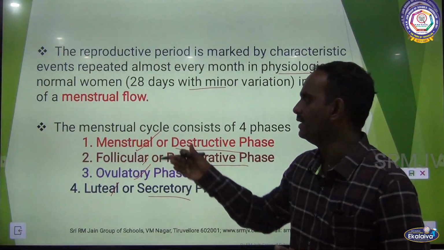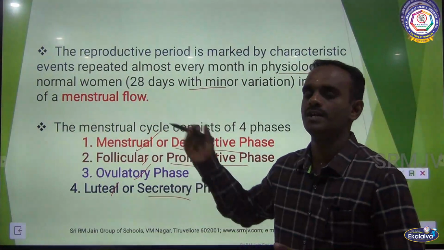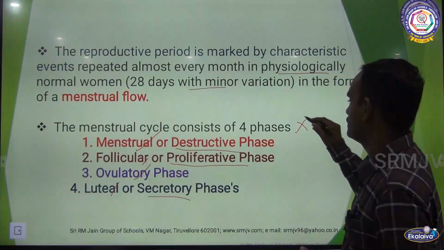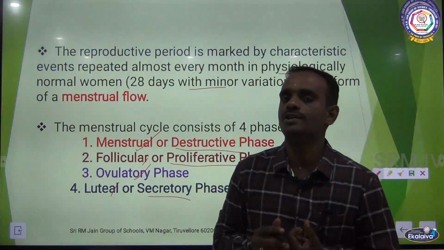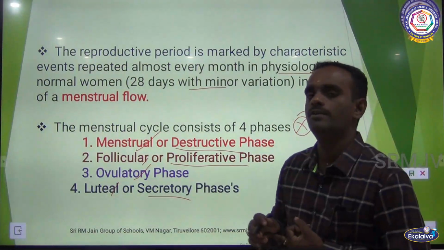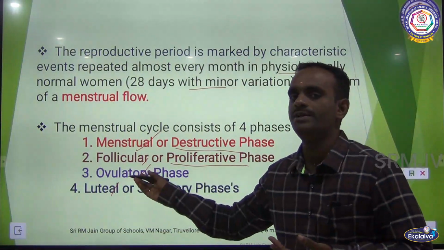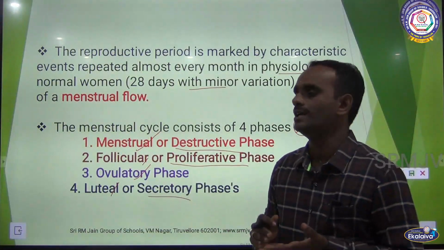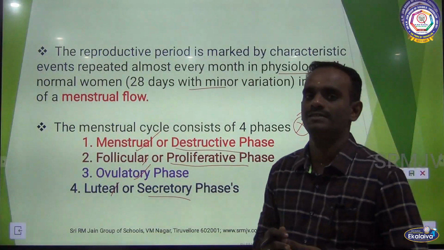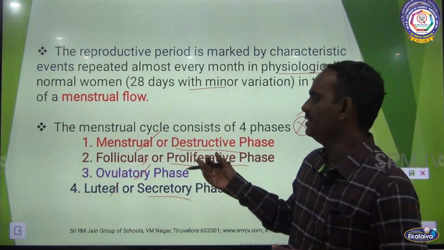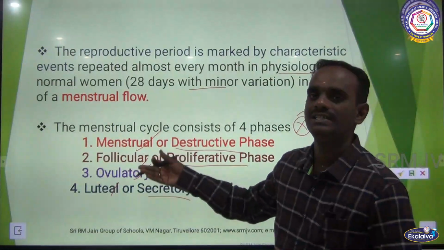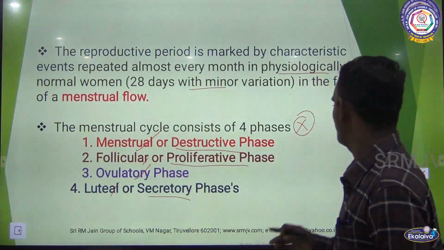So once again I am repeating the 4 phases of the menstrual cycle. It is a very important question. First one, menstrual phase. Second one, follicular phase. Third one, ovulatory phase. And fourth one, luteal phase or secretory phase. Now we will see these phases in detail. Okay.